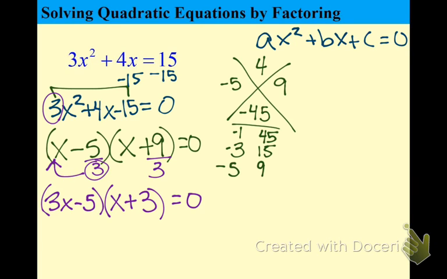Once you have it factored completely, what do you do? Set them equal to 0. So we'll have 3x minus 5 equals 0, and we'll have x plus 3 equals 0.